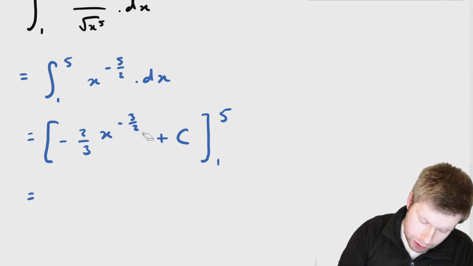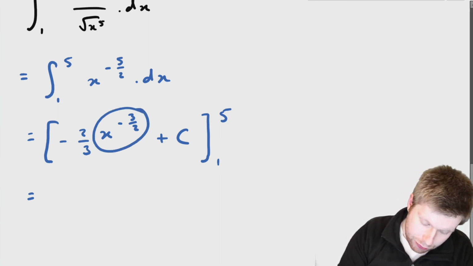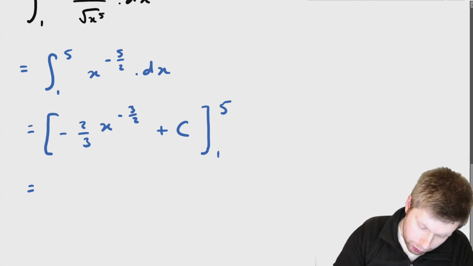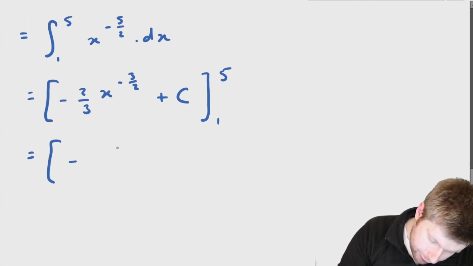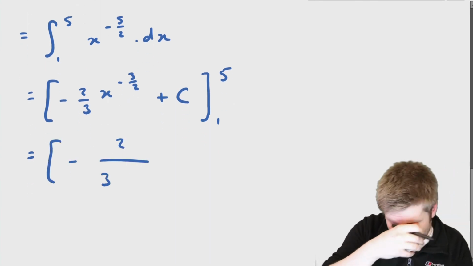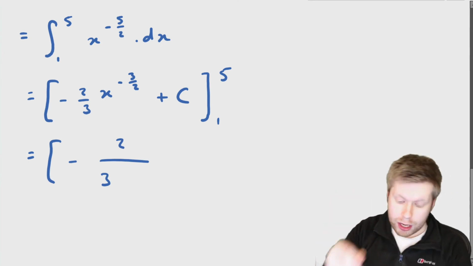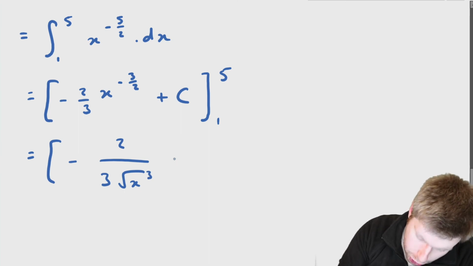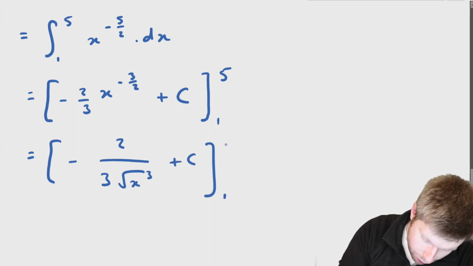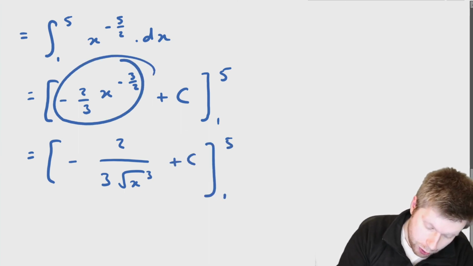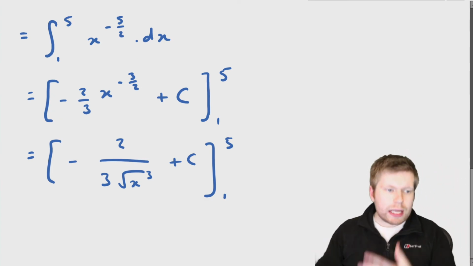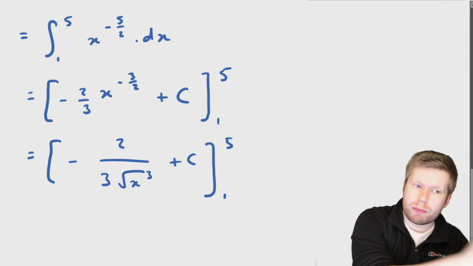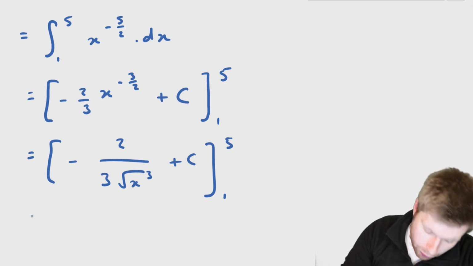But before I do that, I'm just going to rewrite this x to the power of negative 3 over 2 as well. I'm going to write it as negative 2 over 3, and then it becomes 1 over square root of x cubed. So I write that as square root of x cubed plus my c. It's just a little bit of rearranging on that thing there. Okay, now I'm in a position. If I stick in 5 first of all, I find the area from negative infinity all the way up to 5. So let's stick that in.